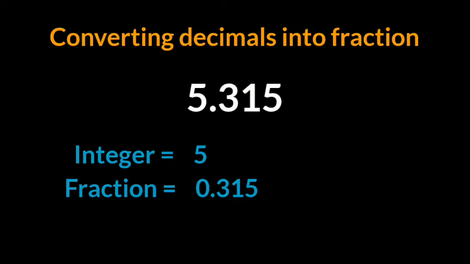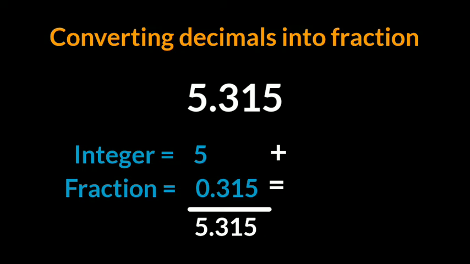Each digit after the decimal point is a fraction with a denominator in increasing power of 10. Now, when you add the integer plus the fraction, you see that it will give you that number, which is 5 plus 0.315 will give you 5.315. Okay?